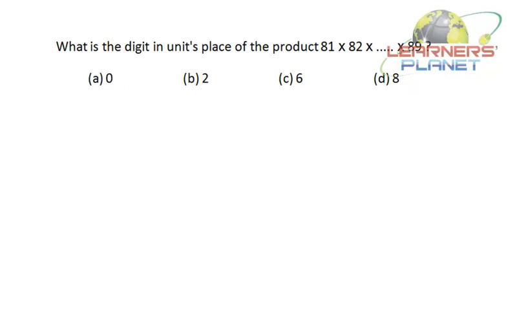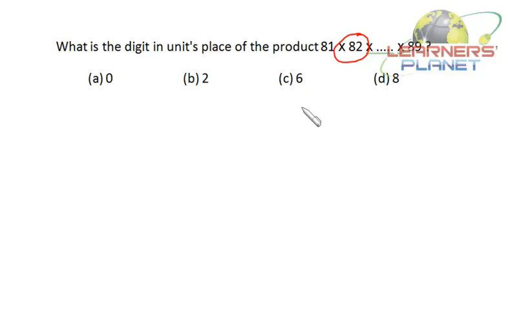Now let's take this problem. What is the digit in the units place of the product 81 into 82 till 89? The problem looks tedious, but actually it is very simple. Let's begin to calculate. Friends, here we are having an even number, and definitely in this sequence number 85 will be there. That will be a multiple of 5.